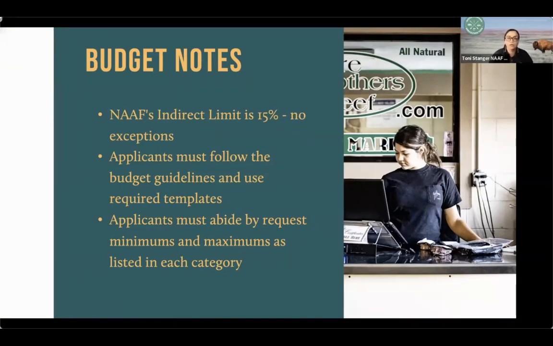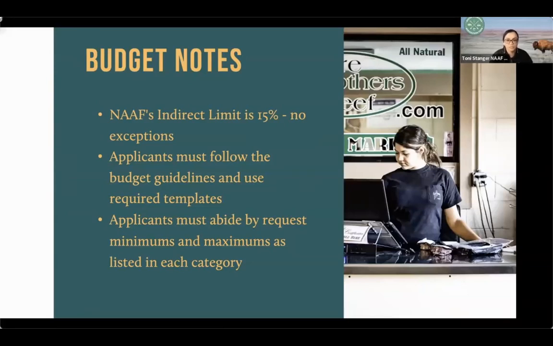If you have questions on what indirect is and how you can maneuver that within your application, you can reach out to us. Applicants must follow the budget guidelines and use our required template. The first year we allowed everyone to do their own template, and it was way too time consuming for our reviewers and our trustees. Some of them were 2 pages, some of them were almost 100 pages. So understand that we have a template, and that template is designed to make this easy for you and also for our staff. So use the required budget template.